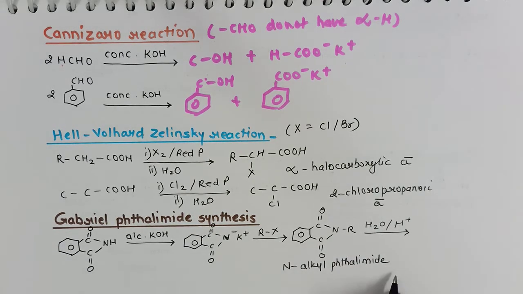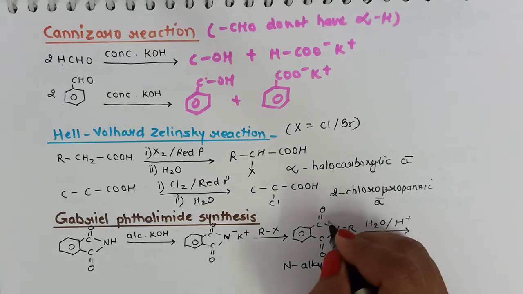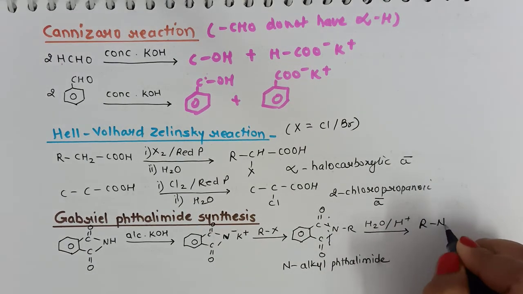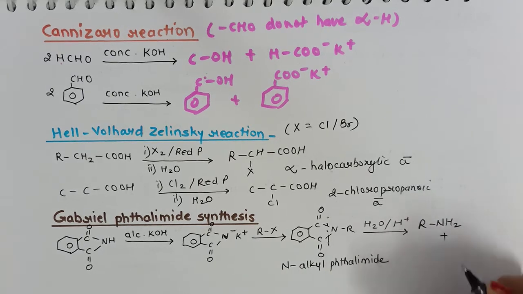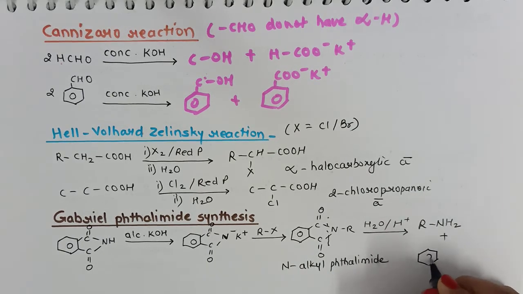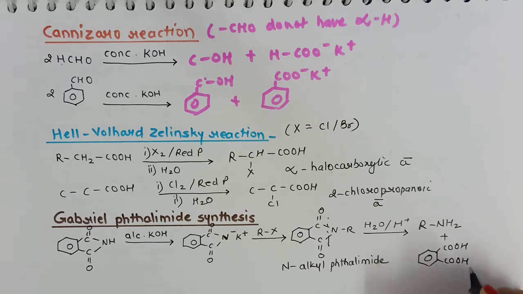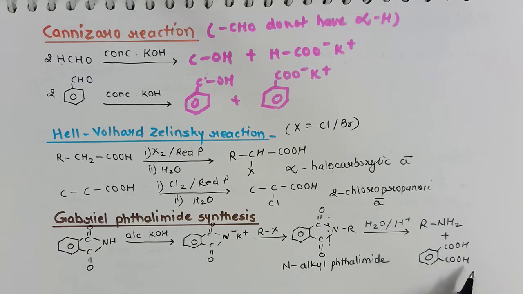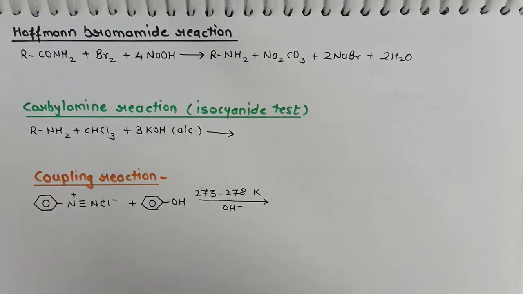Now this N-alkyl phthalimide on further hydrolysis will undergo cleavage and will form 1 degree amine along with phthalic acid. This is the method of preparation of pure 1 degree amine. The phthalic acid formed can be again used to form phthalimide, and therefore this reaction is considered to be important one. Next is Hofmann-bromamide reaction.